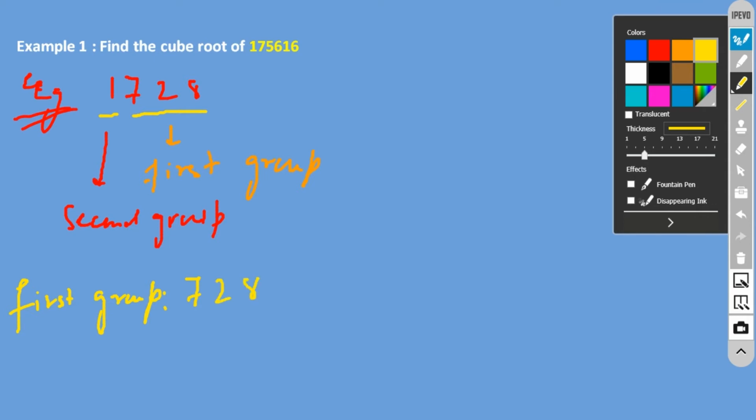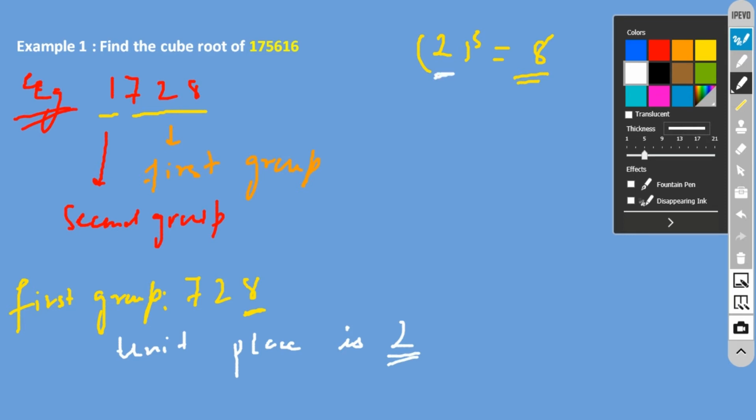728. Again, we are going to find whose cube ends in 8. When we cube 2, we get 8. So the unit place is 2. Got it? Because we cube the 2 to get the 8, the unit place would be 2.